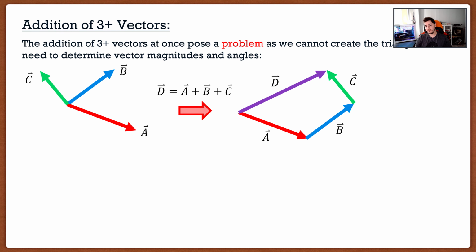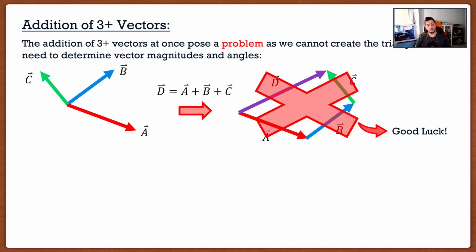Well, if you guys are solving it this way, all I can say is good luck, because if we look here, we didn't create a triangle. And if we didn't create a triangle, we can't use sine law or cosine law. So the angles here become a real bitch real fast. So this is not the way that we actually add 3 plus vectors together. We do something very similar, but basically we split it into steps.